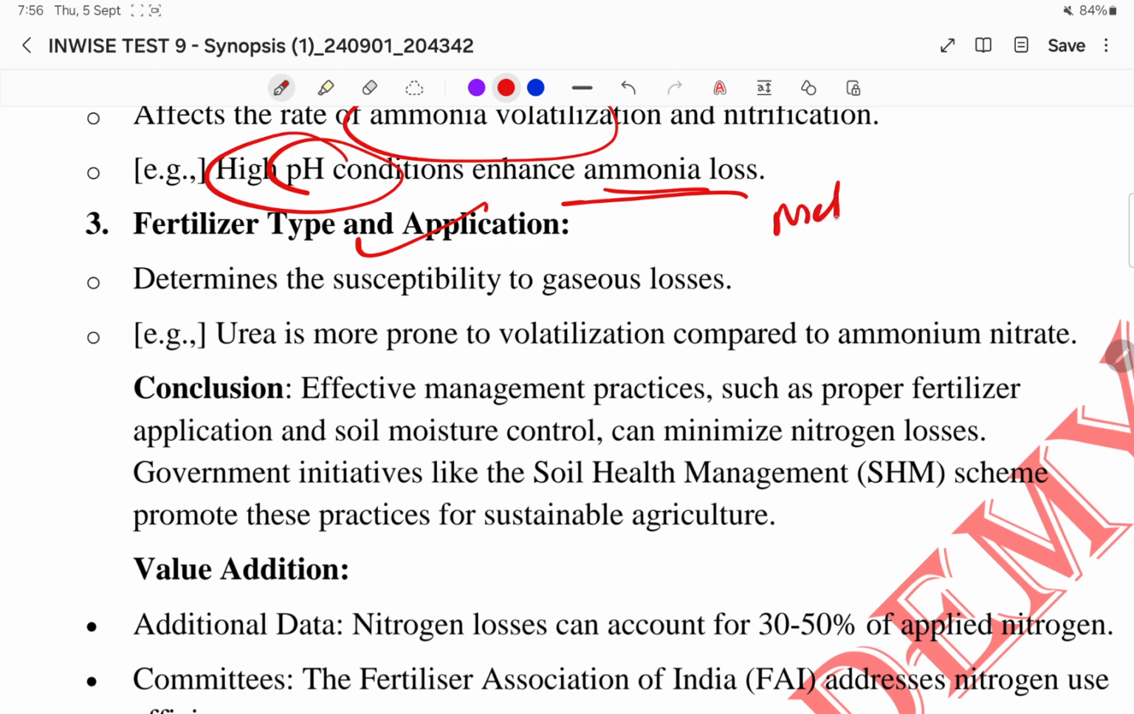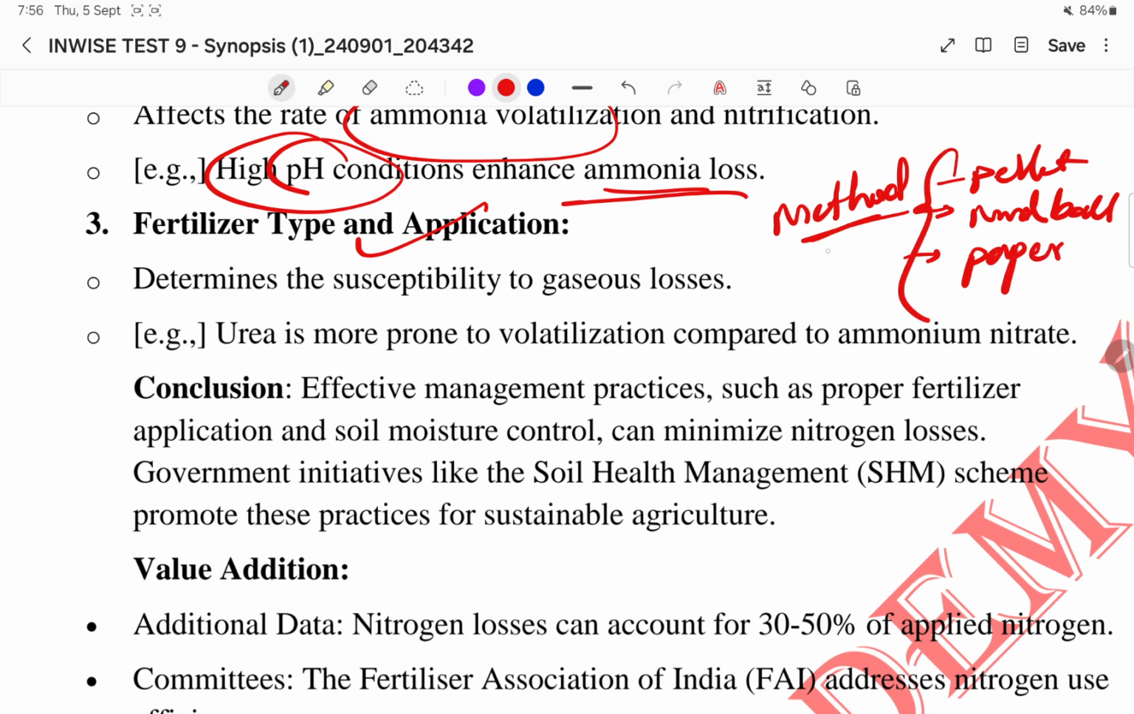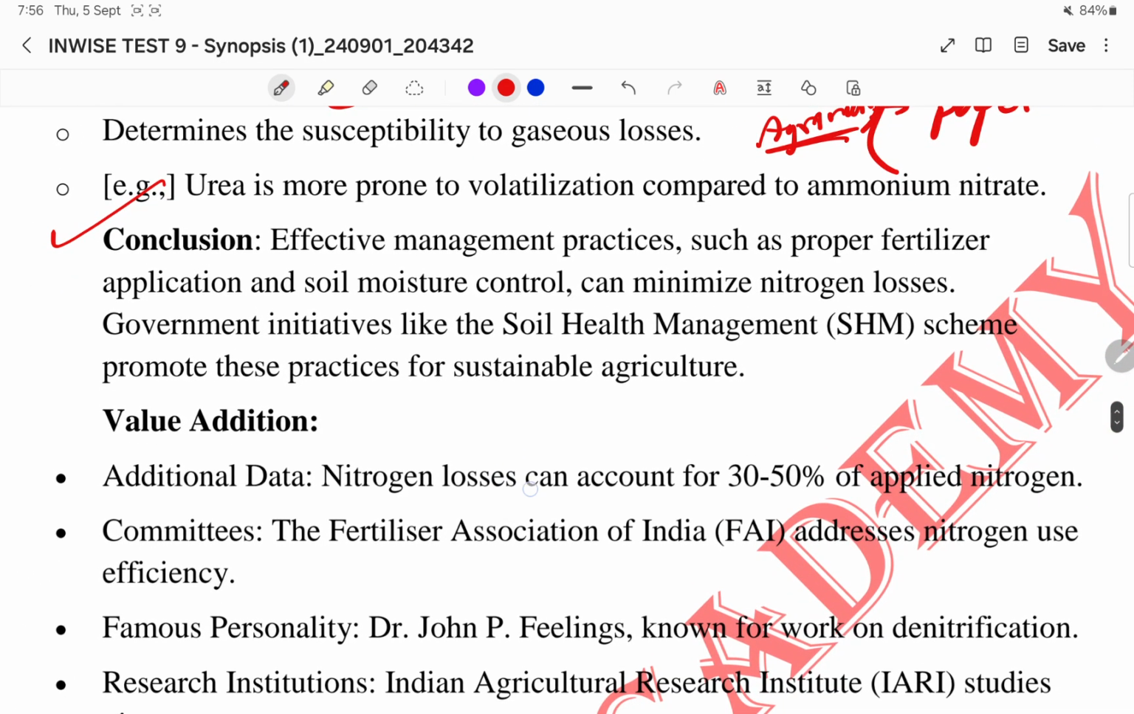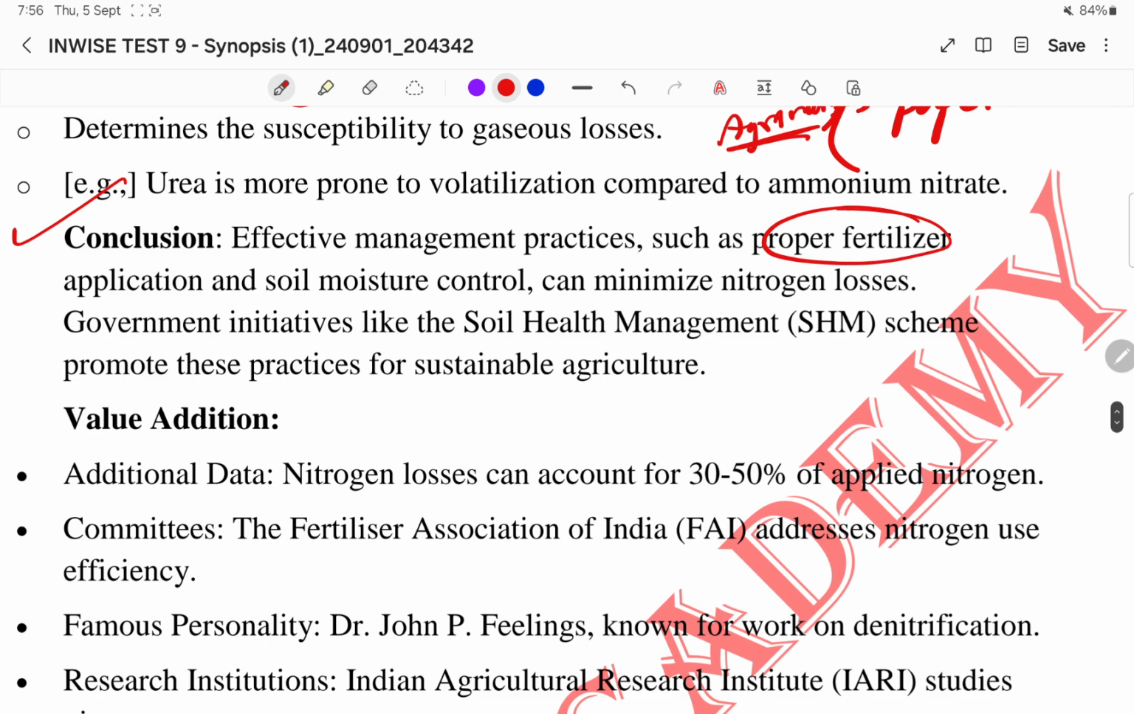Then method also, the method of fertilizer you're applying, like the pellet method, right? You put it in a mud ball, or you can put it in a paper also. So these are the different methods. In our practical, I think in second year in the agronomy course, we have studied that also, right? The different methods of fertilizer application at field and paddy level. Okay, then come to conclusion. Effective management practices such as proper fertilizer application and soil moisture control can minimize the nitrogen losses. Government initiatives like the Soil Health Management Scheme promote these practices.